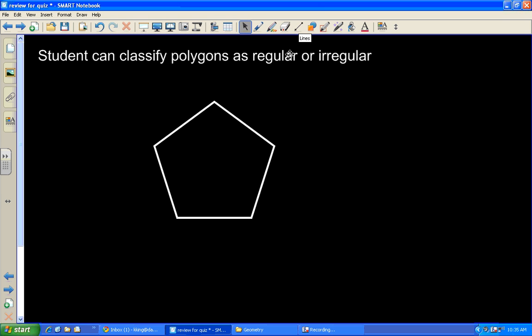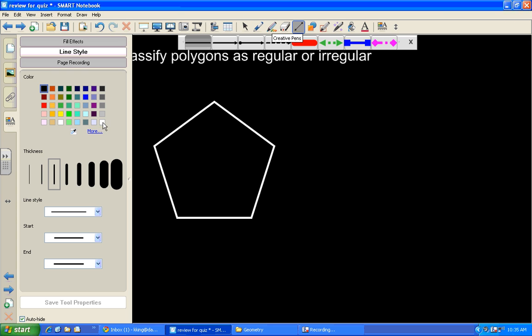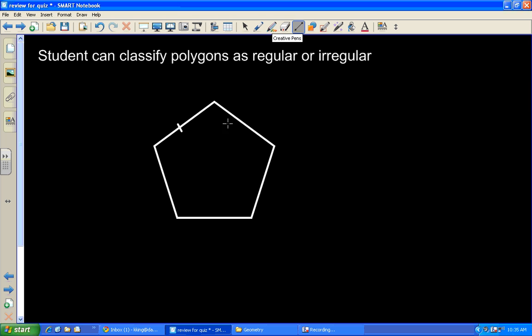Remember, regular means equiangular, so all angles are equal, and equilateral, so all sides are equal. This looks regular, but guess what? It is not. We don't know if it's regular until I start doing this, until I mark all these sides as congruent to each other. Now, keep an eye out.